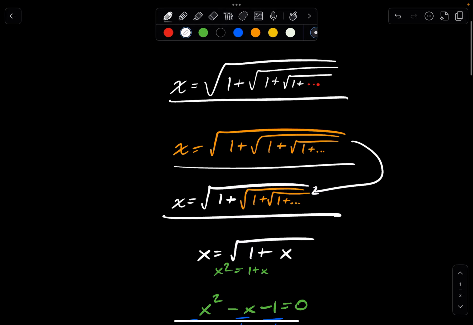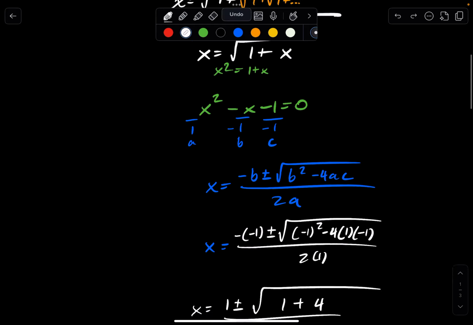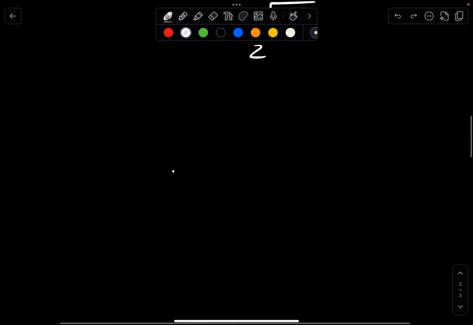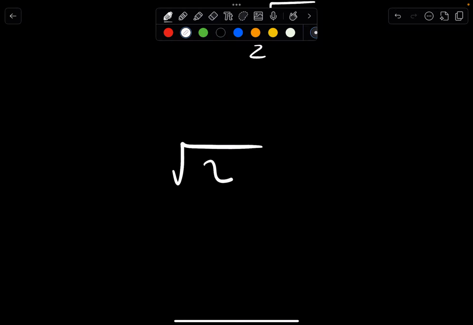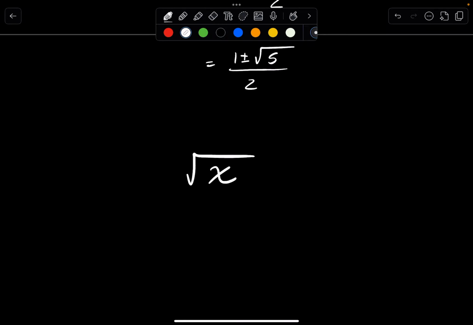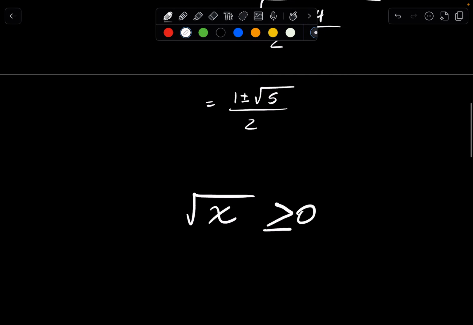x is equal to the square root of something. The square root of something, by definition, is always positive if we're talking about real numbers. So the square root of x always returns a positive or 0 number. So it's always greater than or equal to 0.